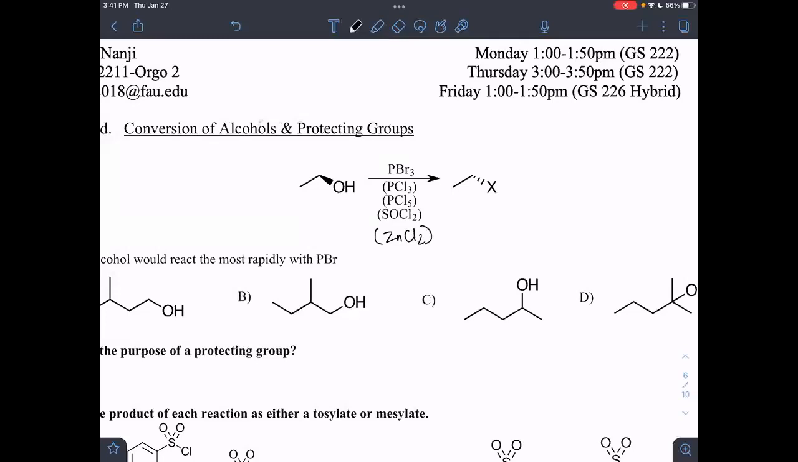But for this list right here, we're basically just turning the alcohol into a halogen via an SN2 reaction. And do you remember a property of an SN2 reaction? What does it do to stereochemistry? It inverts it. So whenever you get one of these, you have to know that it's going to invert the stereochemistry.